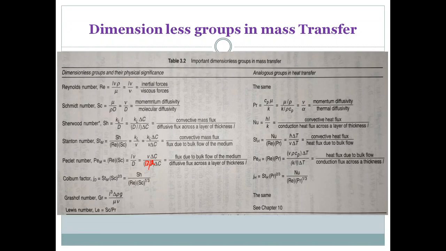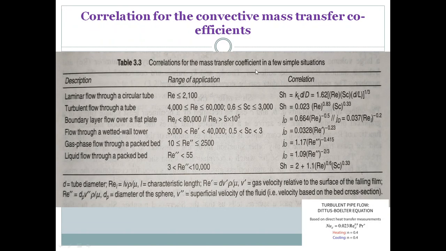So they have seen that if the Schmidt number falls in this range and the Reynolds number in this range, then it is very similar to the Dittus-Boelter equation: Sherwood number kLD by DAB equals 0.023 Reynolds number to the power 0.83, and Schmidt number to the power 0.33. This equation will be valid, but it is valid for turbulent flow through a tube. If it is a flat plate, then it will be different.